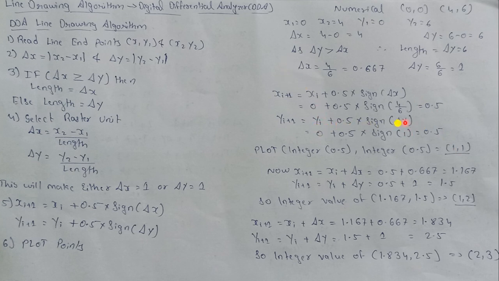Okay, similarly, yi plus delta y is there. Sorry, wait, yi value is also 0 here. You can see here 0 plus the delta y value, which is 1, so 0 plus 1 is 1. The 0.667 approximate value is 1, and the 1 approximate value is also 1, so we get the same answer. So from the next step I have taken directly only xi plus delta x. I have not taken the 0.5 sign here. So I hope you have understood the DDA algorithm.